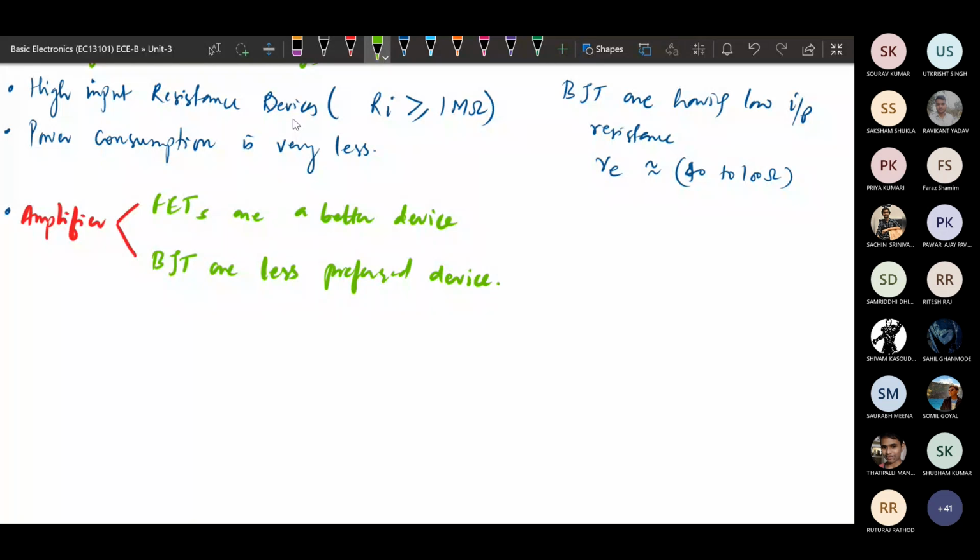Okay, so FETs will be preferred for implementing the amplifier as an application for these devices. Also, if we compare the BJT with FETs, FETs are of very small size compared to BJT, and it is very easy to fabricate.